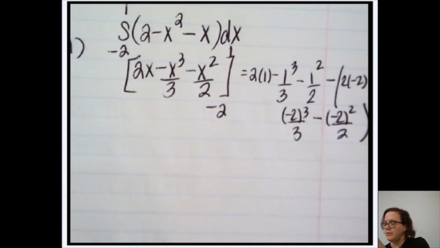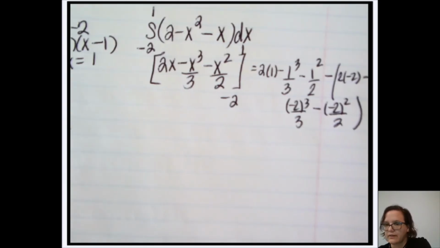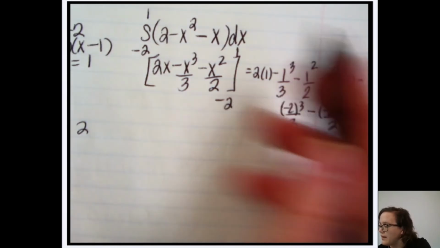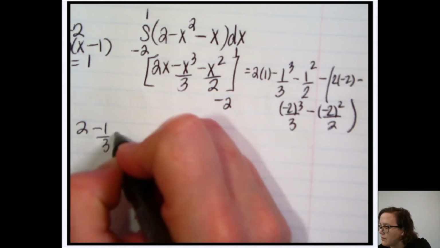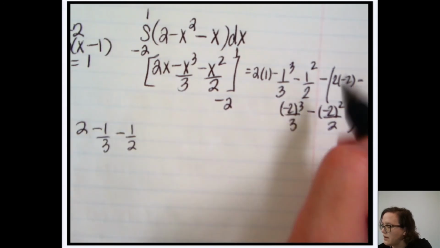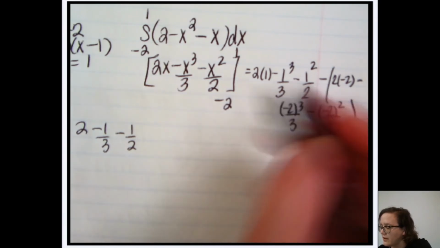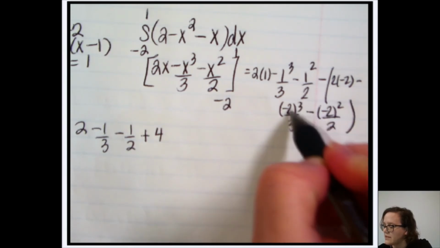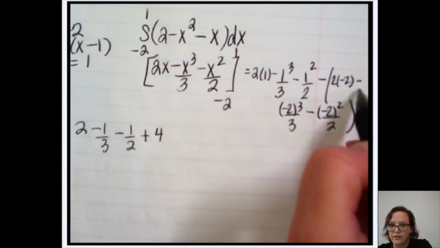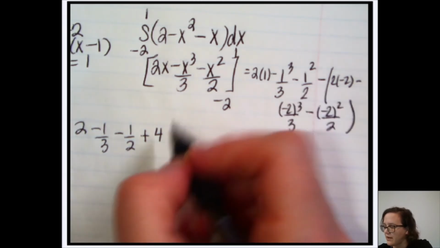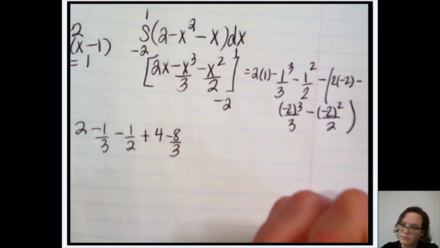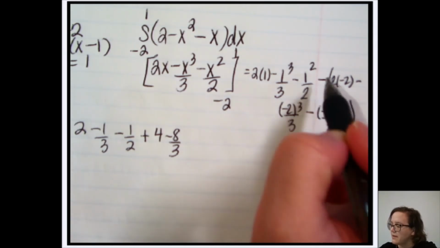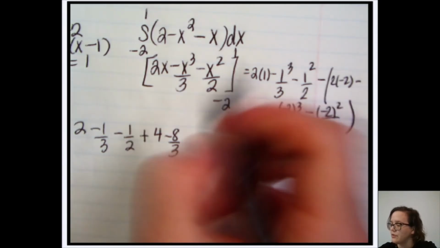Okay, I apologize for not being very organized on writing this out. So we get 2 minus 1/3 minus 1/2. And then 2 times -2 is a negative, but I have a negative out here, so that's plus 4. And then we get a -8 over 3, but there's a negative here, so it turns it into 8/3, but then we have that negative there, so -8/3. And then we have -2 squared is positive, but here's a negative, but that makes it a positive here. So we have 4 over 2, which is 2.